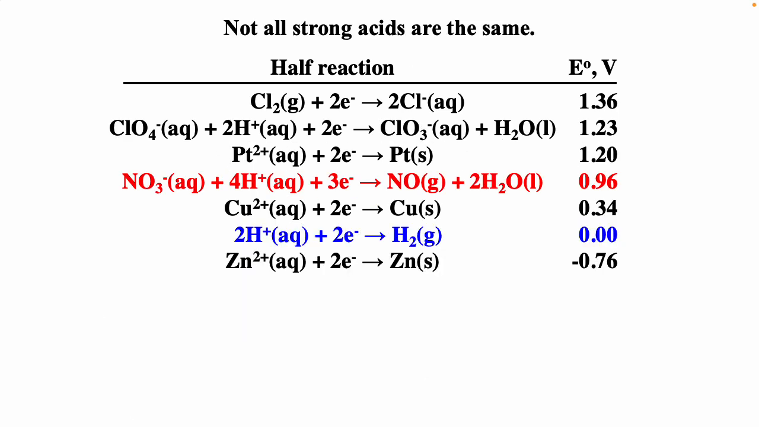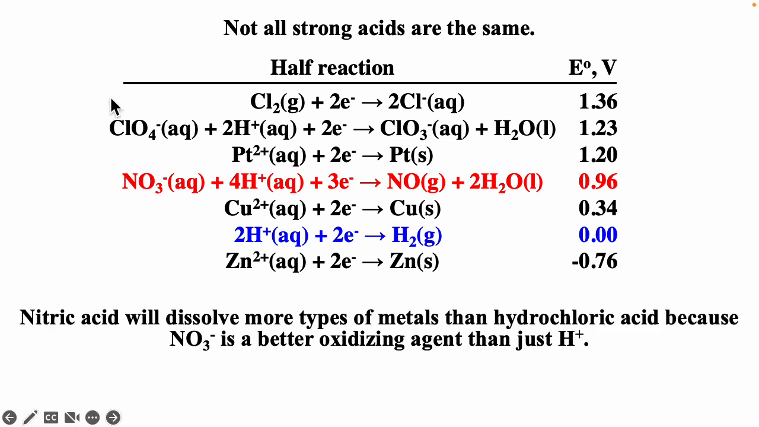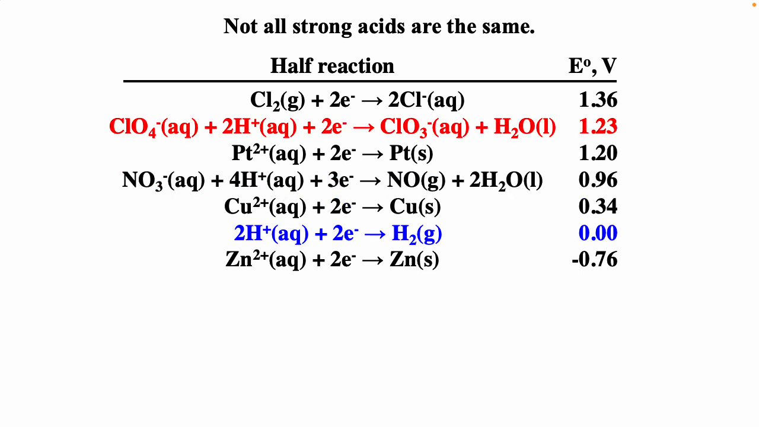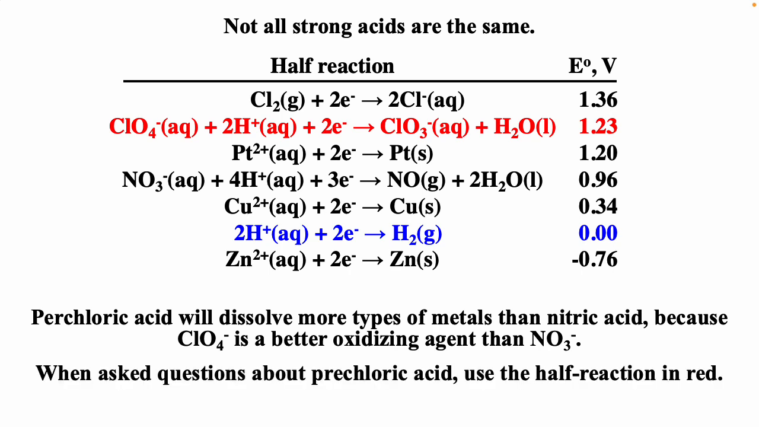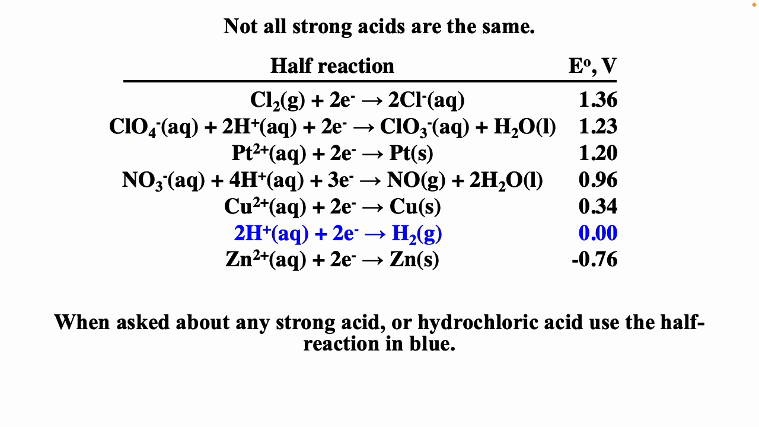And so not all strong acids are the same. Again, electrochemically, they could be different. If you're asked about nitric acid, you use this one. If you're asked about perchloric acid, you use the one in red. The perchloric acid actually can dissolve more things than nitric acid. And if you're asked about just any strong acid or HCl, you use the half reaction in blue.